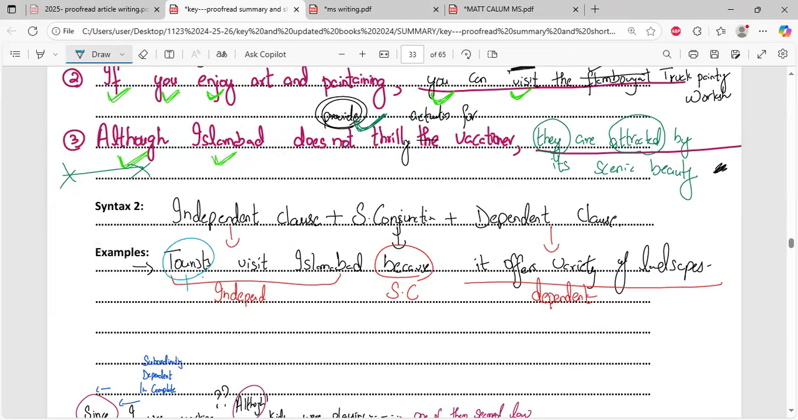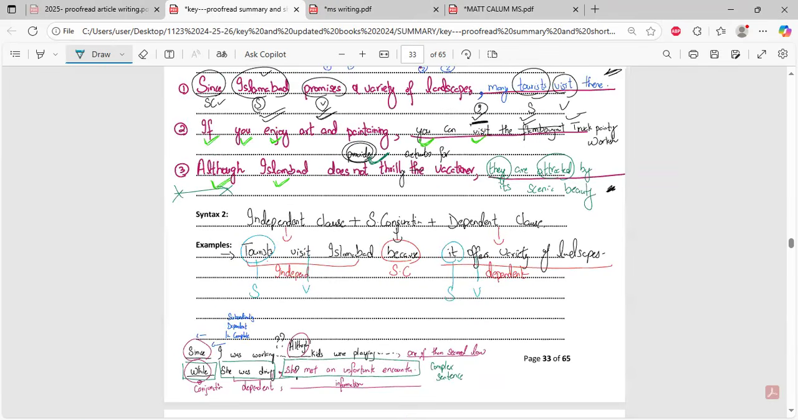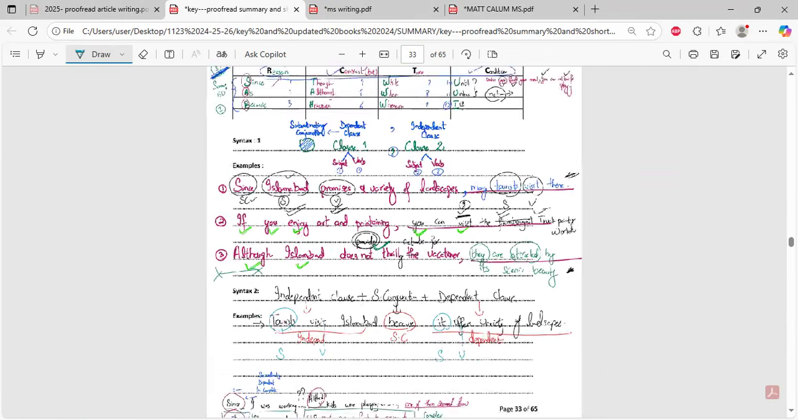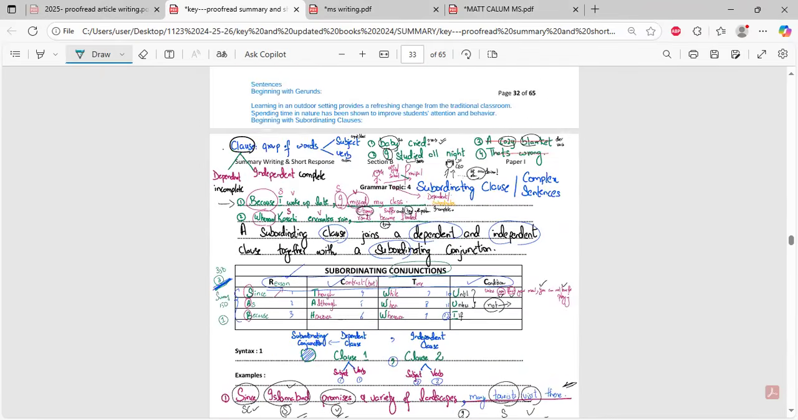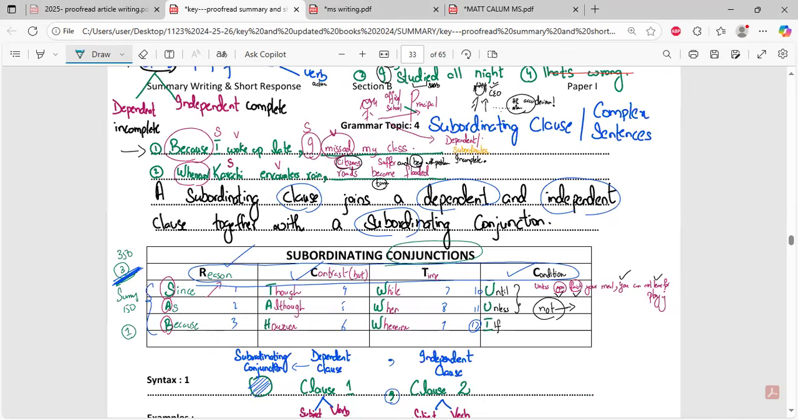See, tourist is the subject. Visit is the verb. Then in the other part, it ka matlab hai, we are talking about Islamabad. It becomes the subject, offers becomes the verb. Grammar ke number of elements will not be reduced, only that they can be placed again with a different arrangement.